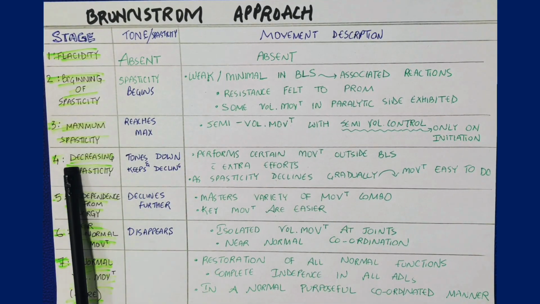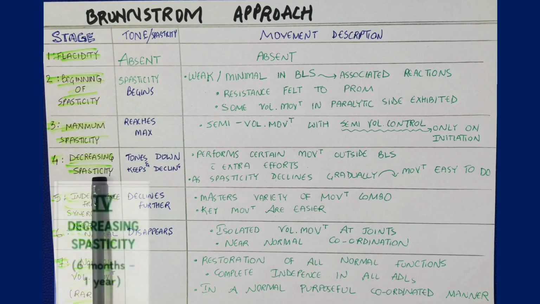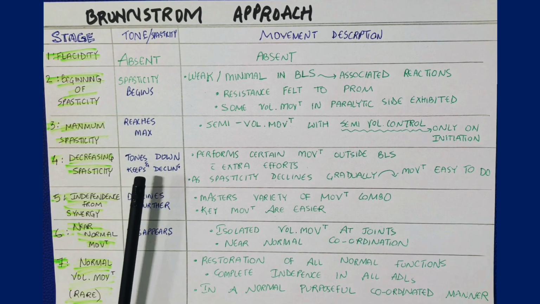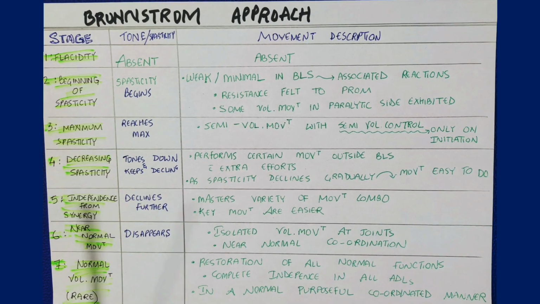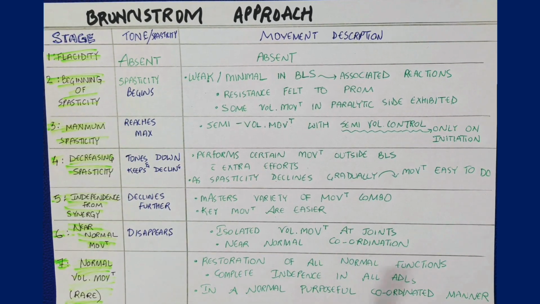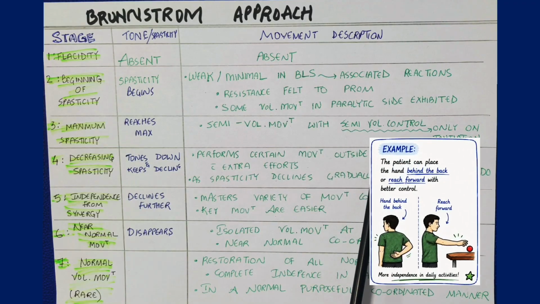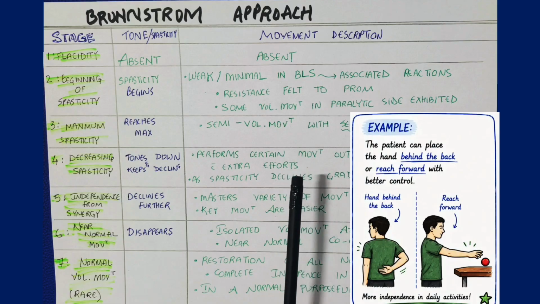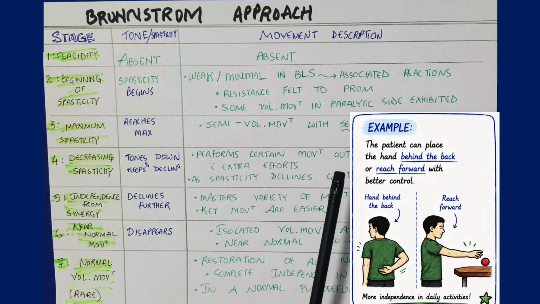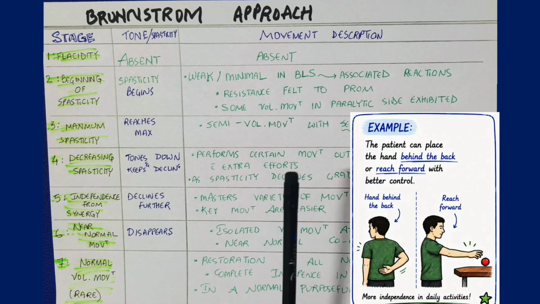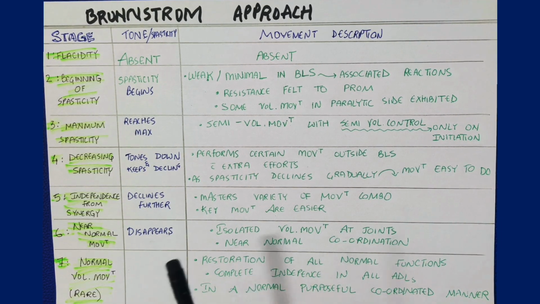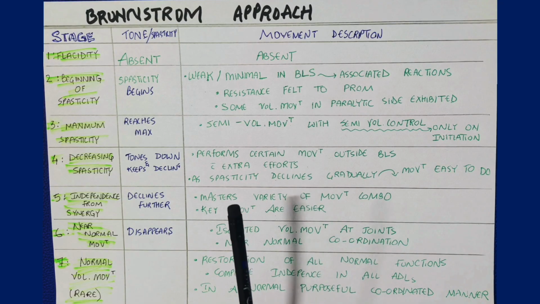Stage 4 is decreasing spasticity. Here the tone is getting down and it keeps on declining. So now the patient masters certain movements outside basic limb synergy. With extra effort, they can produce movements outside this synergy, and gradually as the spasticity further declines, the movements get easier to perform. So overall improvement in voluntary control is seen.